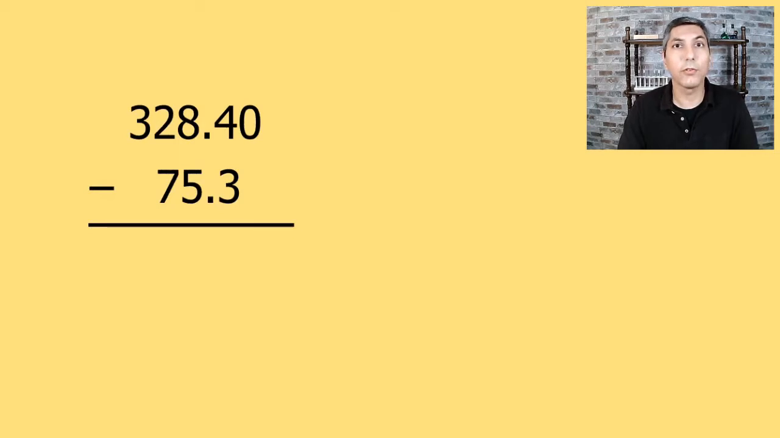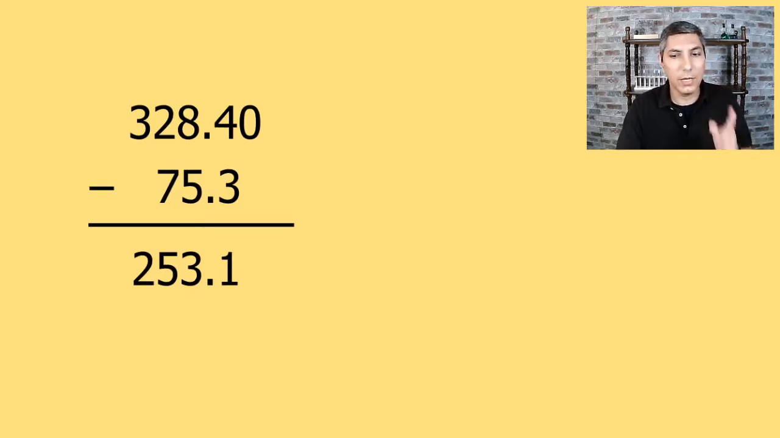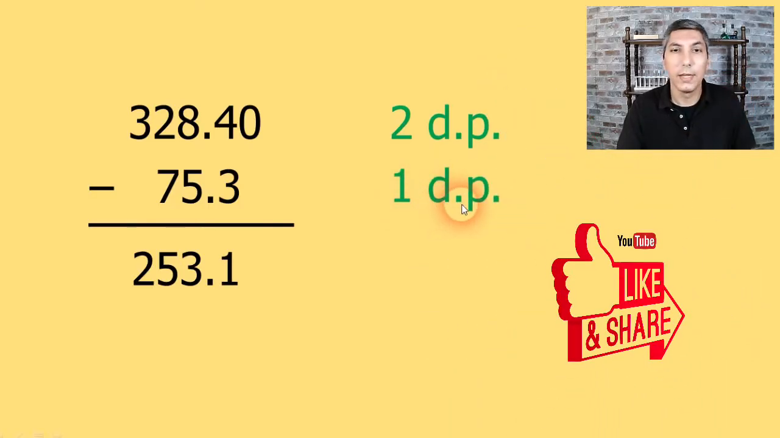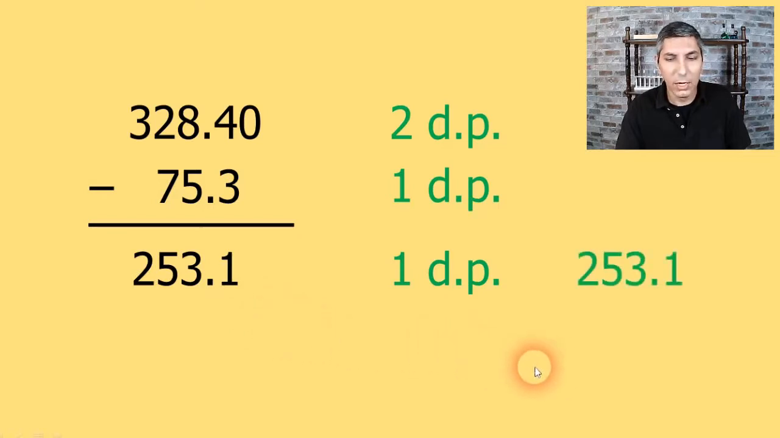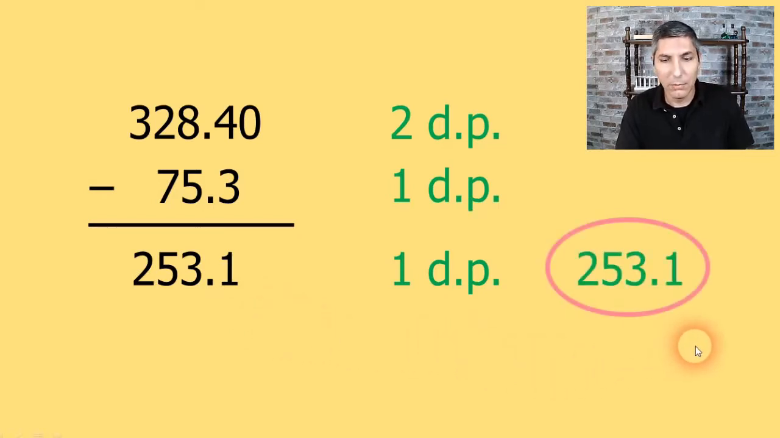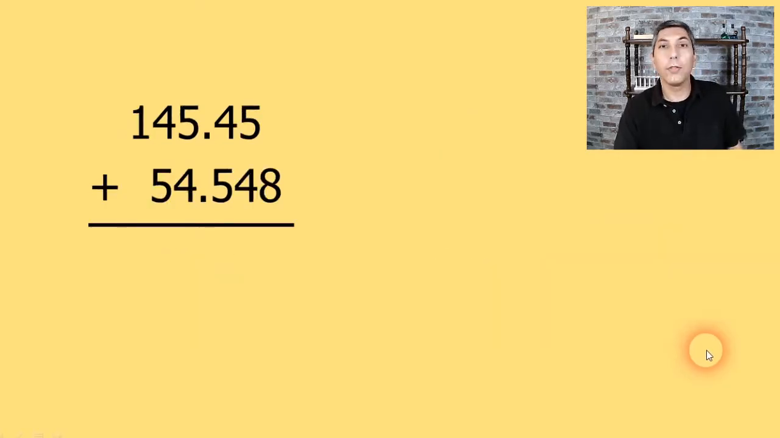Now let's try this number. Here we have a subtraction, 328.40 minus 75.3. If you subtract this, you'll find that the answer is 253.1. Now once again, we're going to count decimal places. So in the first value here, we have 2 decimal places. In the second value, we only have 1 decimal place. So once again, we always go with the least. So that means our answer should have 1 decimal place. And guess what? It does as it stands. And so that is perfectly fine to express the number like that, 253.1.